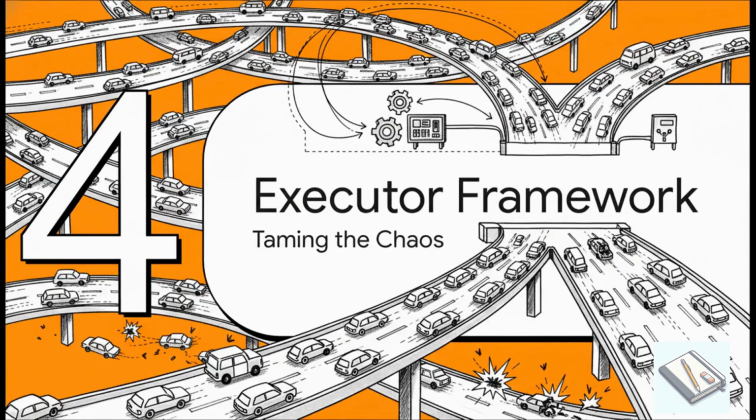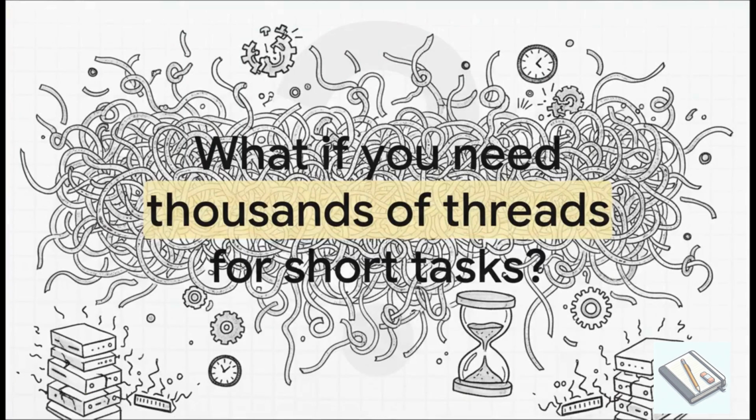Okay, so we've built our awesome multi-lane highway. But what happens if you suddenly have thousands of cars, or threads, all wanting to do really short trips? It would be total chaos. Manually creating a new thread for every tiny task and then destroying it, well, that's just incredibly inefficient. It's a management nightmare. And this right here is the next big hurdle. Every time you ask for a new thread, you're basically asking the operating system for a pretty expensive resource.